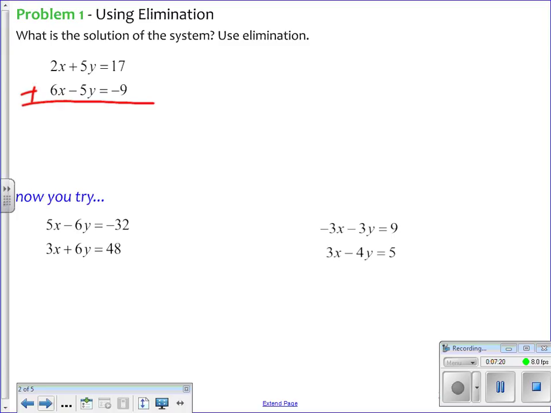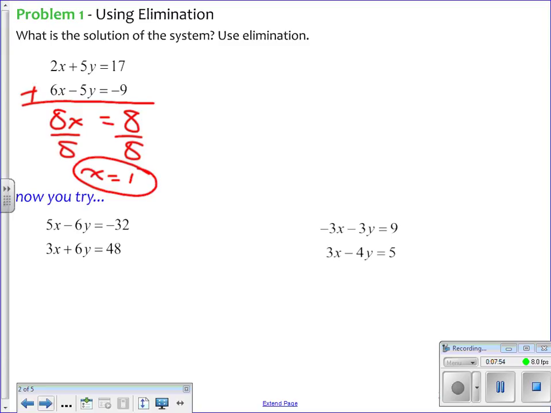You add the two equations. 2x plus 6x equals 8x. 5y plus negative 5y, no more y. 17 plus negative 9 is 8. Now I need to solve for x. Divide both sides by 8. X equals 1. Okay. Am I finished? No.